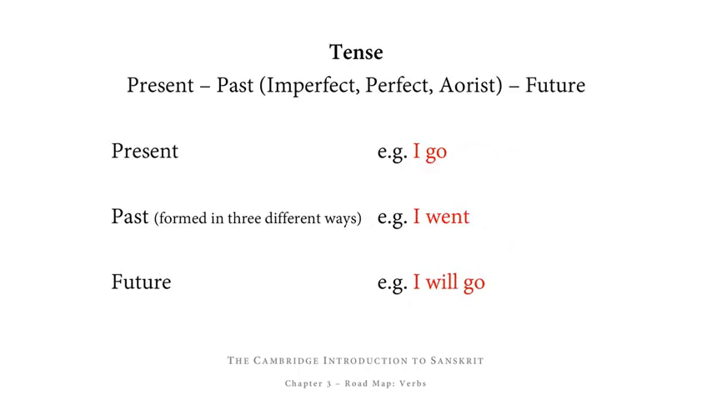Next up is tense. Tense is how verbs express time. There's three levels of time. There's the present, there's the past, and there's the future. In English, that would be, for example, present, I go, past, I went, future, I will go. Now, Sanskrit has one way of referring to the present and one way of referring to the future, and then there's three different ways of referring to the past that we'll have to get to know.